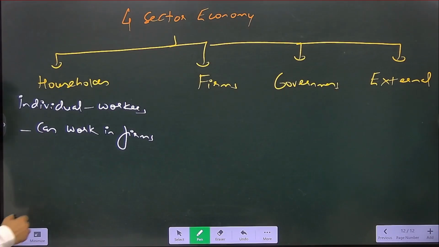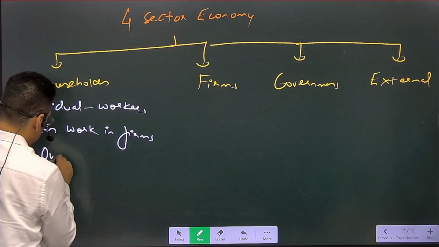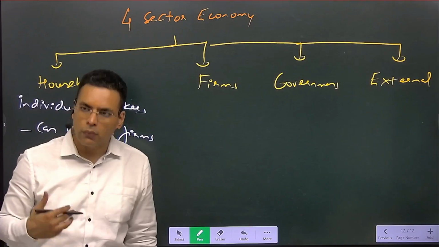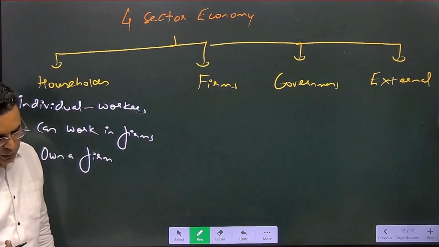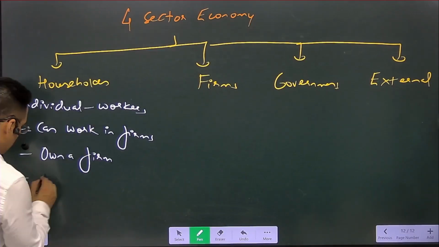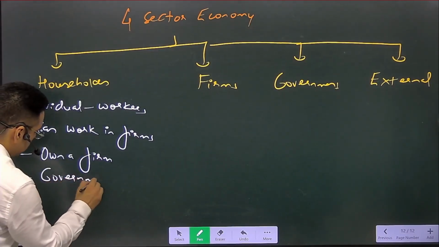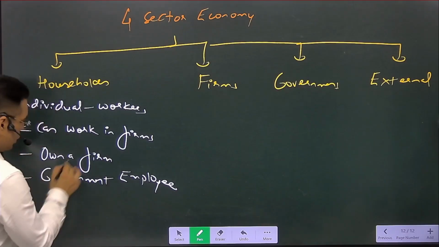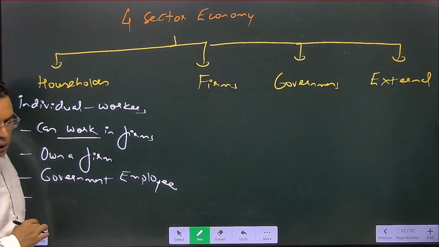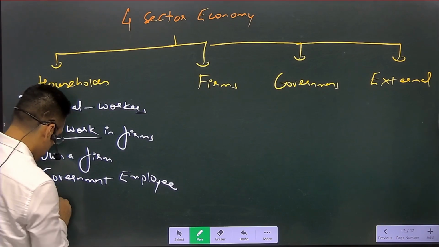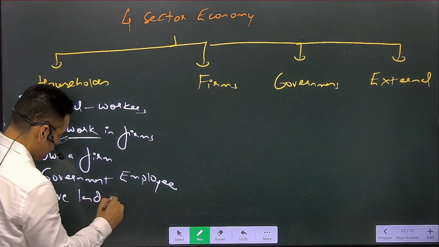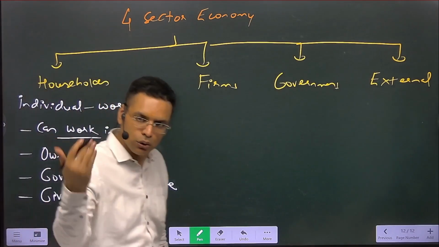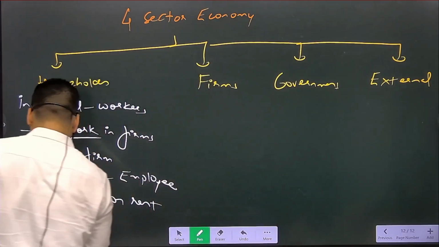हाउस होल्ड और क्या कर सकते हैं? कैन ओन अ फर्म, एम आई राइट? फर्म को ओन भी कर सकते हैं. सो यू कैन बी अ लेबर इन अ फर्म, और यू कैन बी एंटरप्रेन्योर, ठीक है, और यू कैन बी अ गवर्नमेंट एम्प्लॉय. आप गवर्नमेंट में काम कर सकते हो, प्राइवेट में भी काम कर सकते हो. हियर यू आर वर्किंग इन अ प्राइवेट, और यू हैव लैंड, सो यू कैन गिव लैंड ऑन rent. Now you might own a capital, so you take a rent also, so you can.